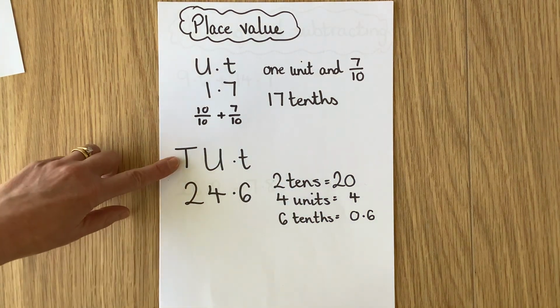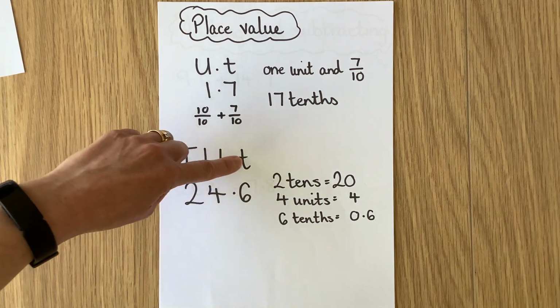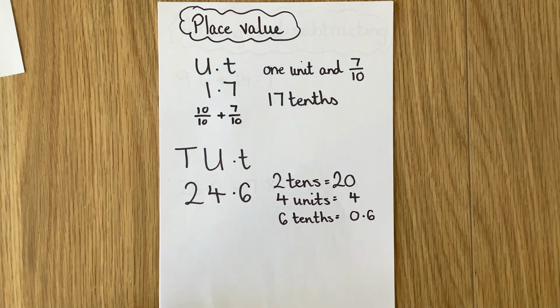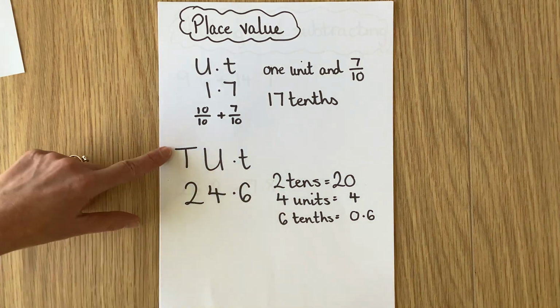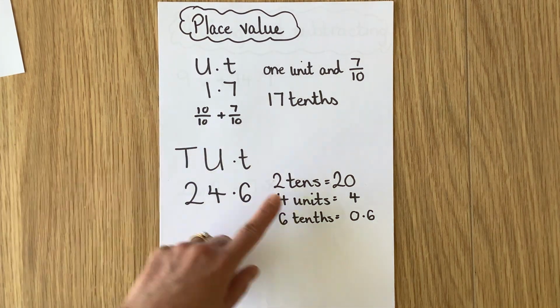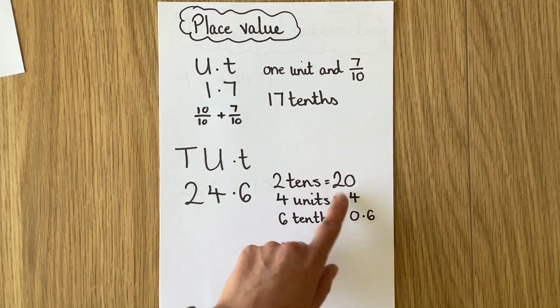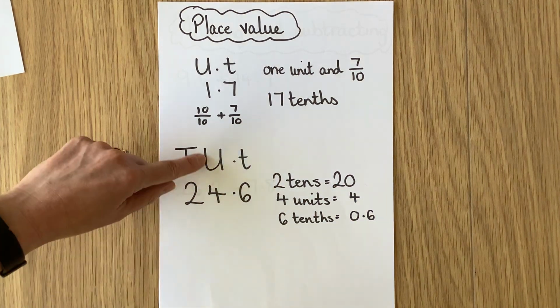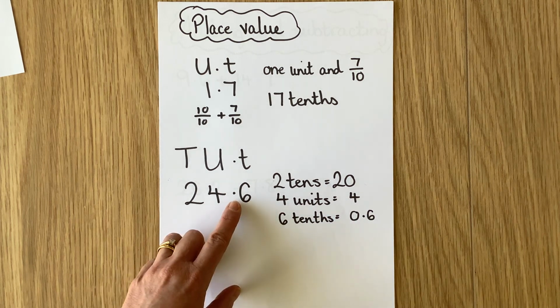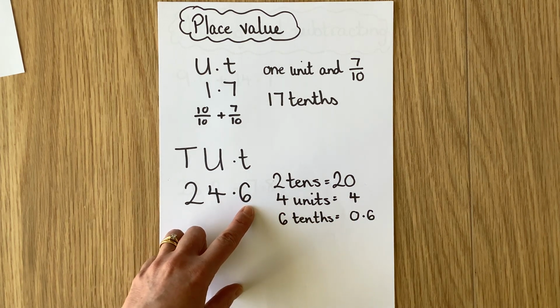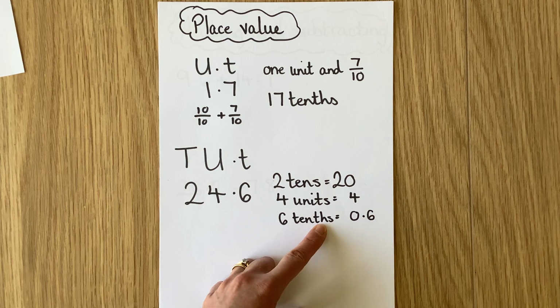I could take a bigger number, with headings tens, units, tenths: 24.6. So the 2 in the tens column means 20, 2 groups of 10. The 4 in the units means 4 whole things, so another 4. And 0.6 means I've got 6/10 as well.